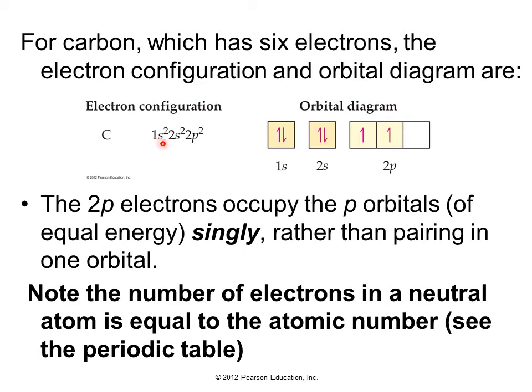For carbon, it has 6 electrons. It'll be 1s2, 2s2, 2p2, and it would be diagrammed out like this. Here's the 1s with the 2 electrons, the 2s with the 2 electrons, and the 2p, and there are 3 p orbitals available. The 2p has 1 in this orbital and 1 in that. Notice that electrons of a given grouping occupy the orbitals singly rather than pairing up. And remember that the number of electrons in a neutral atom is equal to the atomic number, which you can get from the periodic table.